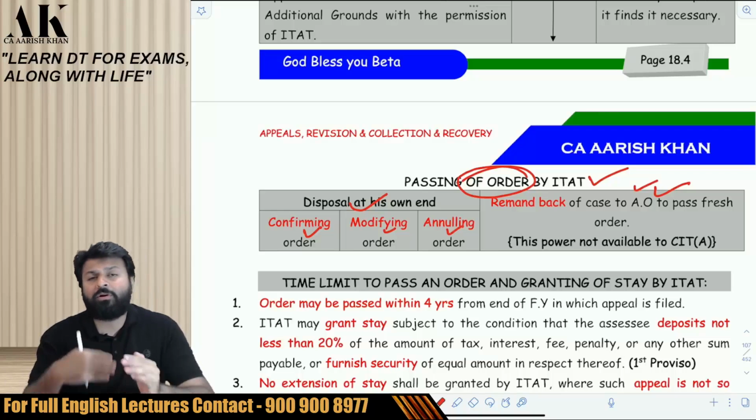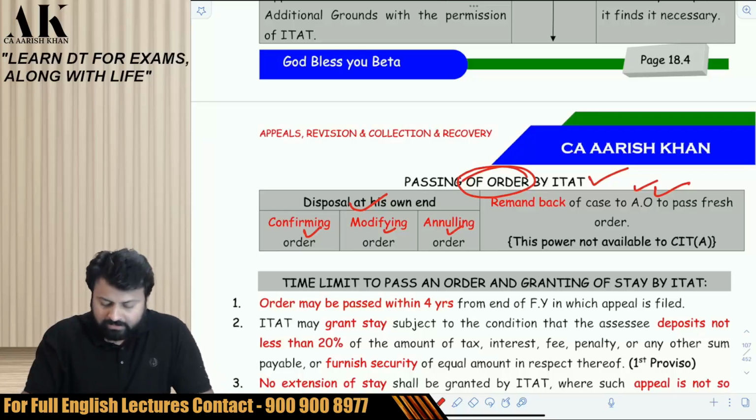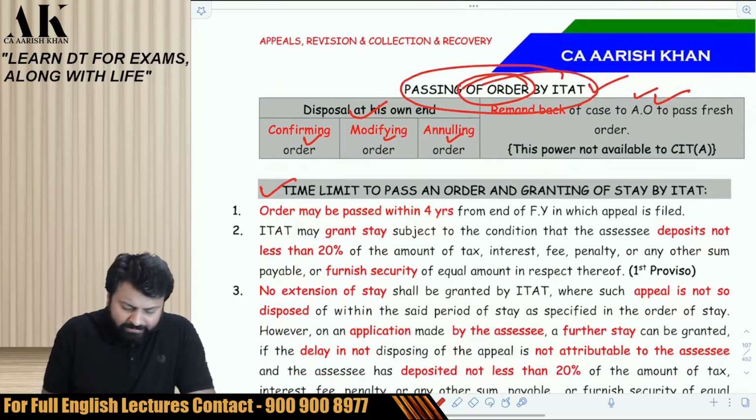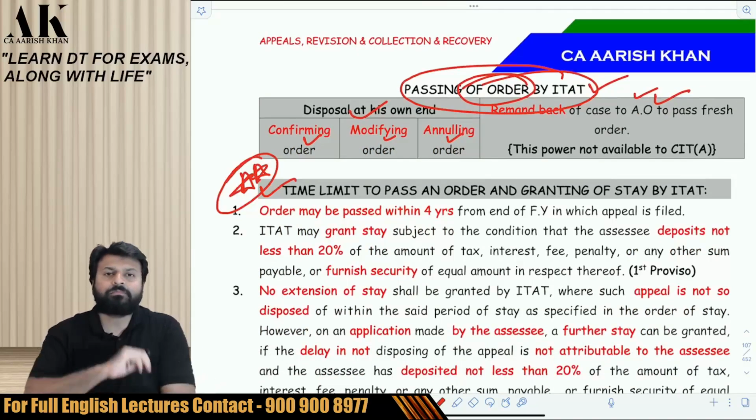Now let us talk about a lot of small things in this particular section. Some of the things have been removed by ICAI. So whatever is removed by ICAI, I will let you know. Okay. Now, time limit to pass an order. What is the time limit? This is an important time limit. Very, very important. So listen carefully.